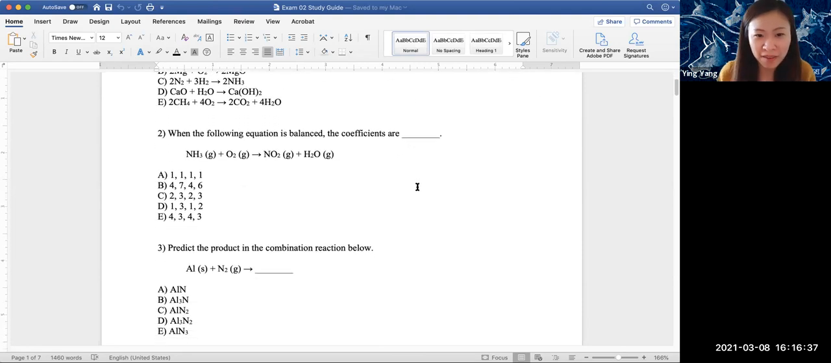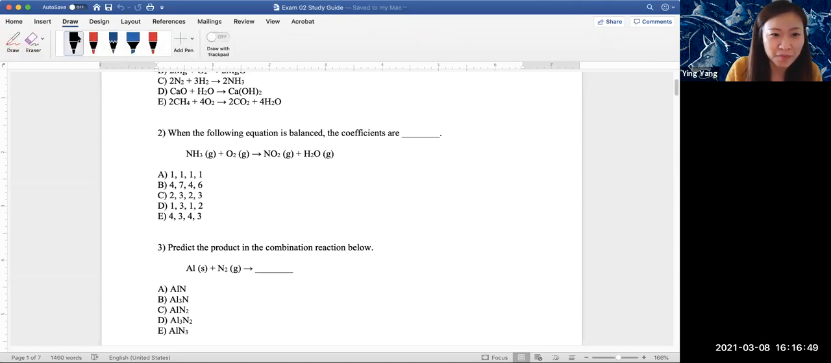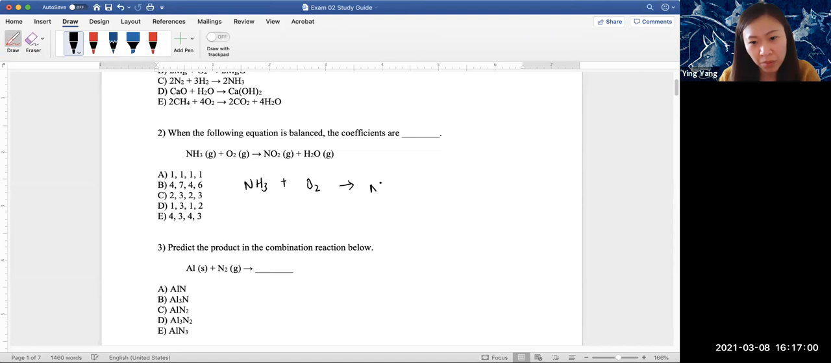But the second one is asking you to balance the following equation. This is one of the more tricky ones. So let me just show you how to do this. Okay, I'm going to write down this equation again without the physical states because we don't need those for balancing the equations. Okay, as we said in the class, first thing you need to do is to find the element that only exists in one of the reactants or one of the products.